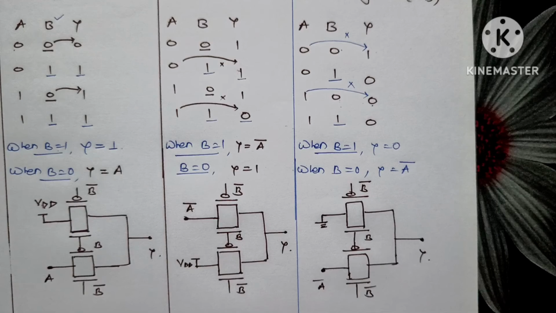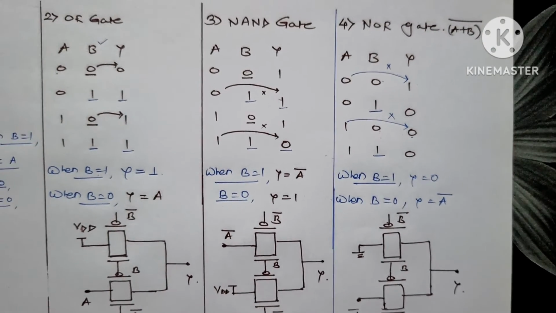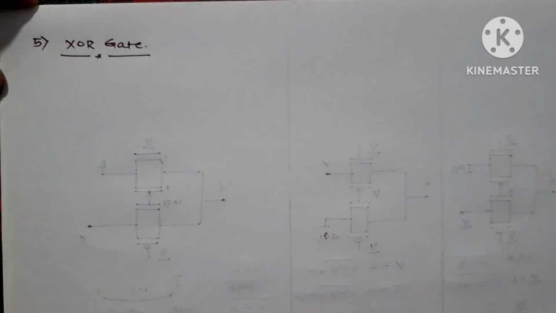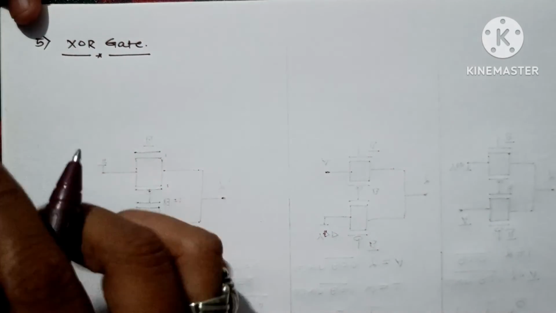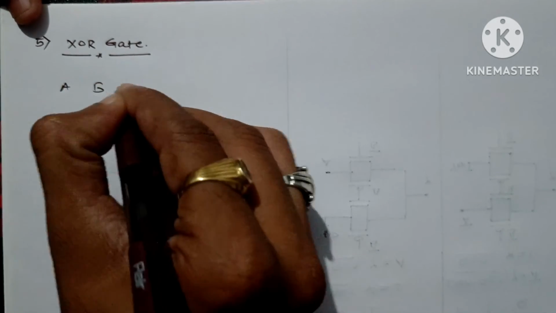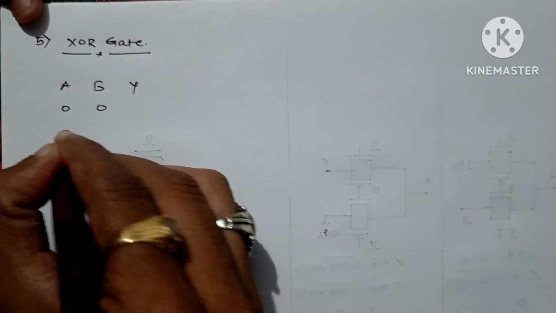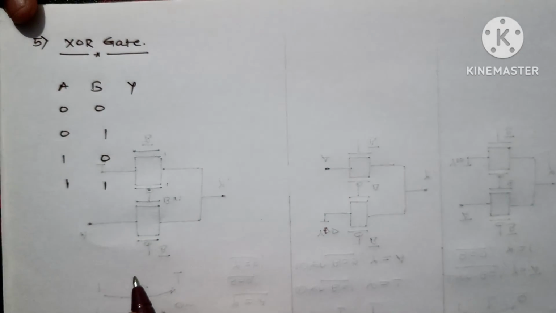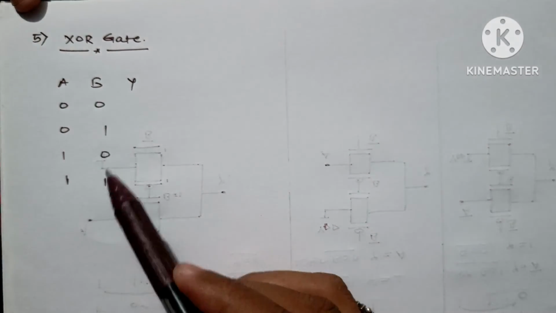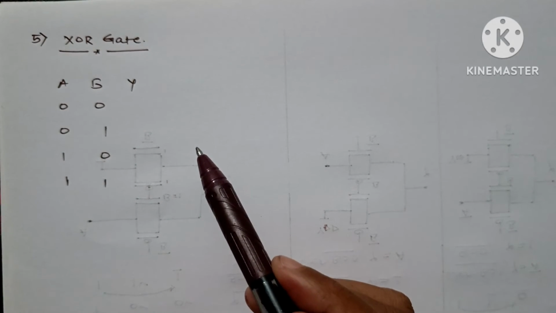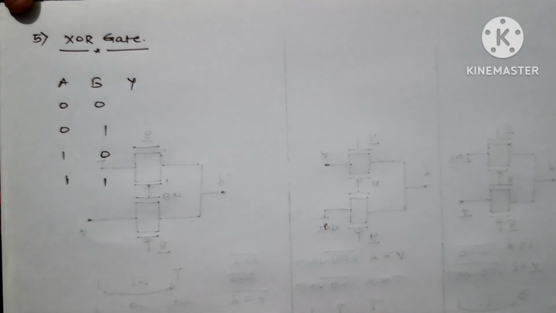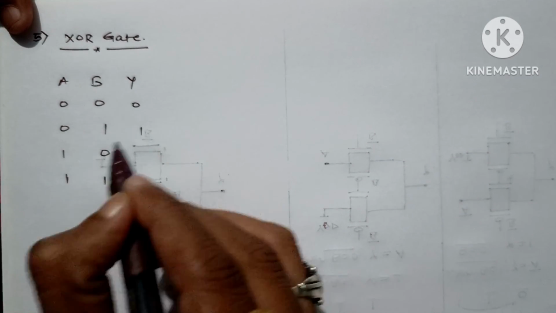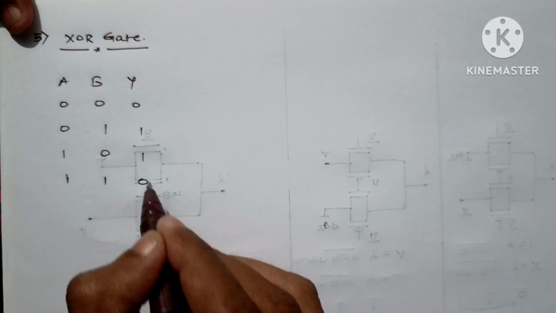Now we are left with two gates, one is XOR and one is XNOR. So let's draw them. Here the fifth one is our XOR gate. It is nothing but a comparator. So we'll first draw its truth table. A, B, this is Y. 0 0, 0 1, 1 0, 1 1. Now we know the XOR gate truth table: when the inputs are different, the output will be 1, and when the inputs are the same, the output will be 0. So here both inputs are the same, the output is 0. Here they are different, the output is 1. For 1 1, it will be 0.